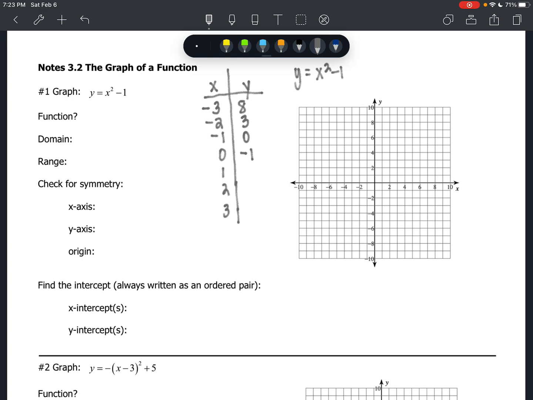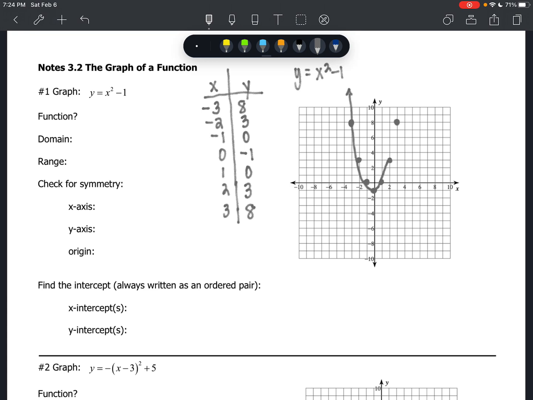When we put 1 in, we'll get a 0 out. 2 gives us 2 squared minus 1 is 3. And then 3 gives us 9 minus 1, which is 8. So negative 3, 8. We'll plot that point. Negative 2, 3. Negative 1, 0. 0, negative 1. 1, 0. 2, 3. And 3, 8.